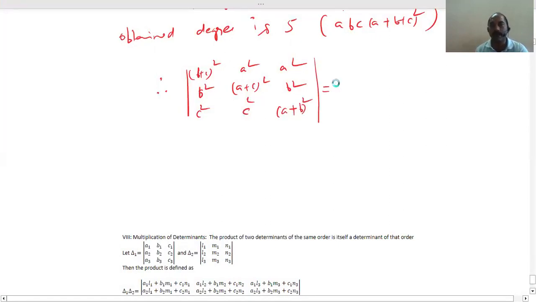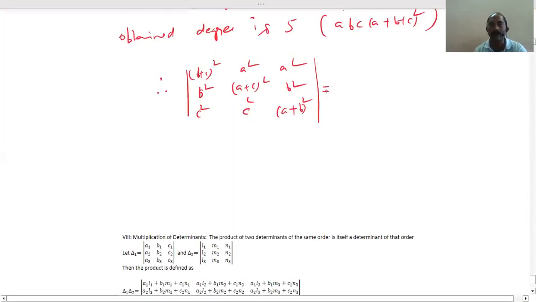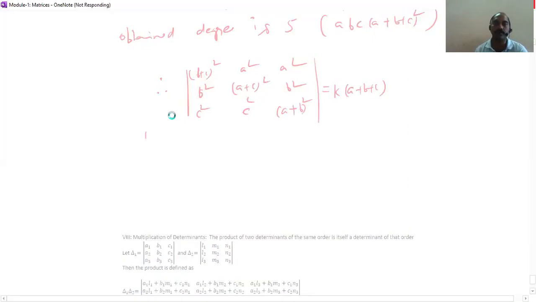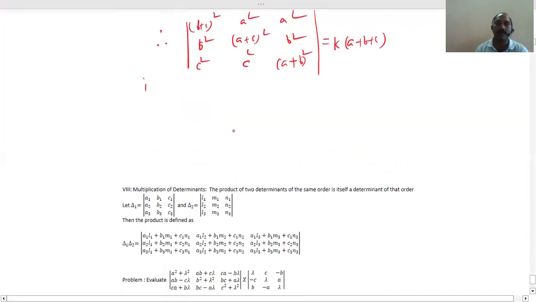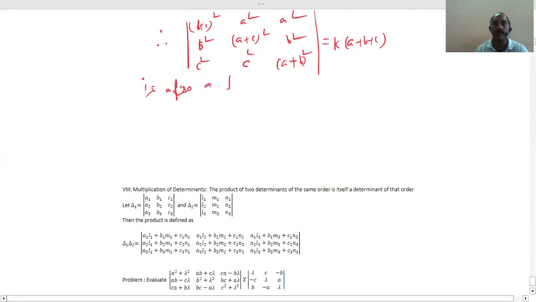In the determinant, k is a constant. So already a, b, c and a plus b plus c whole square are factors. The remaining task is to show that k equals 2. Another factor, b plus c, is also a factor, because the degree is 5, but the total degree in the expansion is 6. Now find the k value.